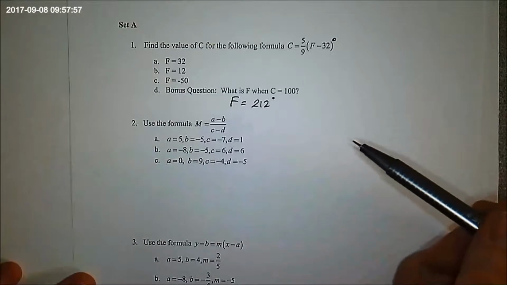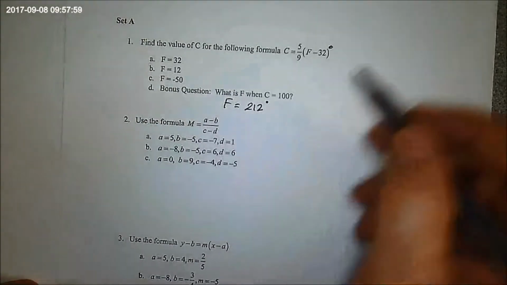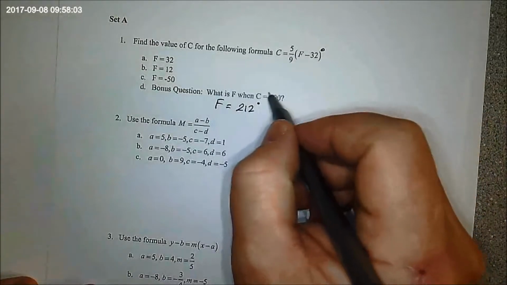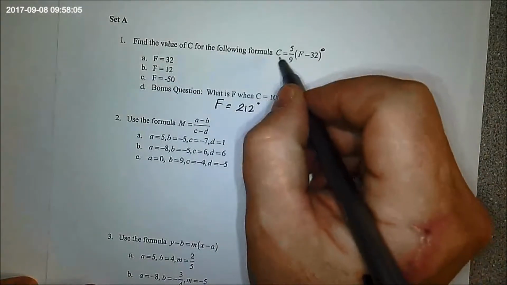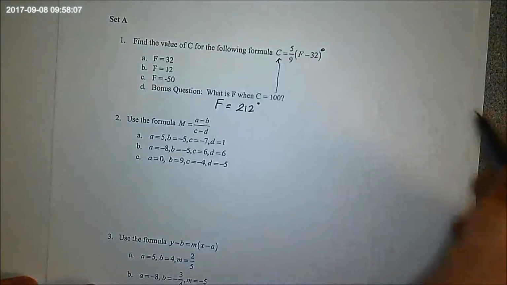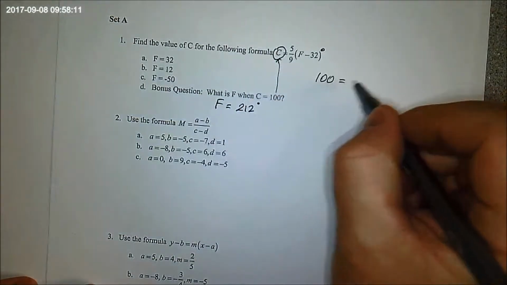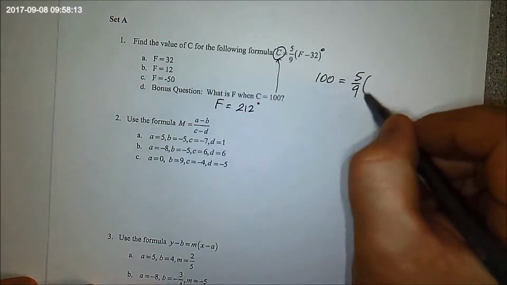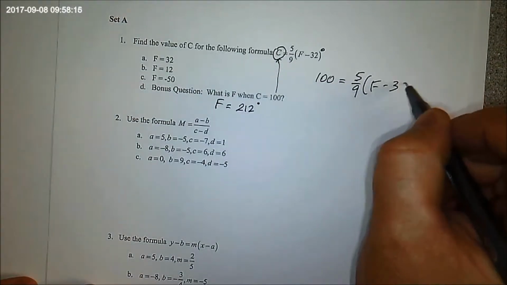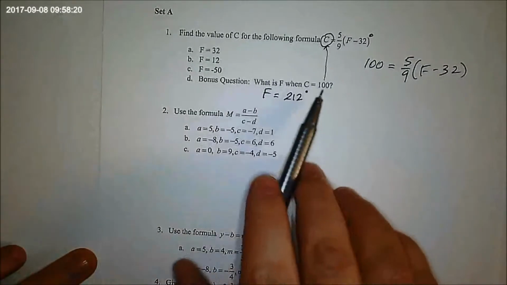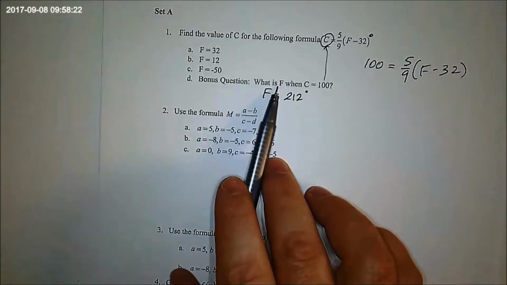Have you guys used that formula before? No? Okay. I usually just take 32 away. So the question was, how could we do this algebraically? You see C is 100, so I'm going to have to plug 100 in for C, right? So it's going to be 100 equals 5 over 9 times F minus 32. And we have to solve this. We have to solve for F, because that's what it's asking us: what is F?